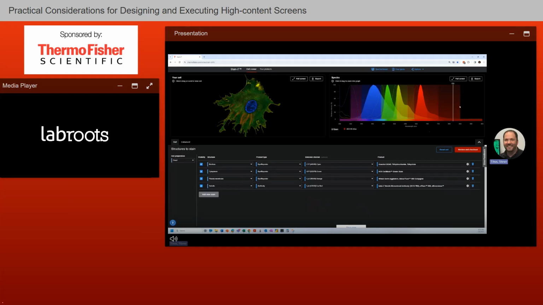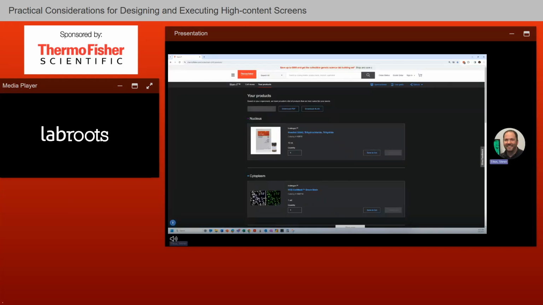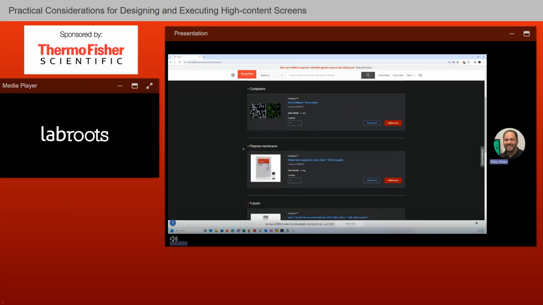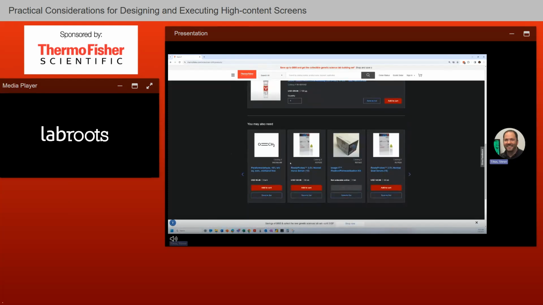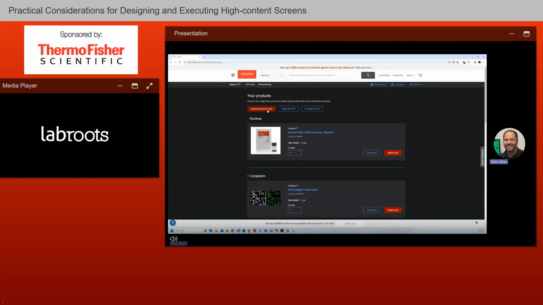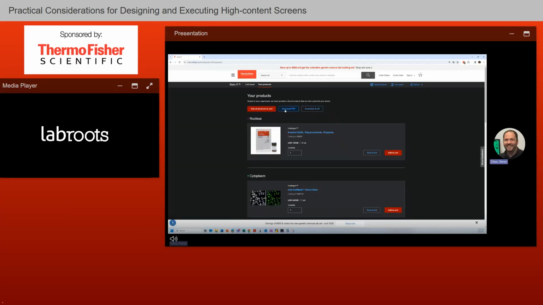You can see the spectra here. You can review and check out. What's neat here is you've got all of your products available: nucleus, cytoplasm, plasma membrane, tubulin. You may also need products down here, such as fixatives, perms, and things like that. You can add all these products to the cart here and check out. You can download this as a PDF. You can download it as an Excel to share with your lab mates or put in your ELN.